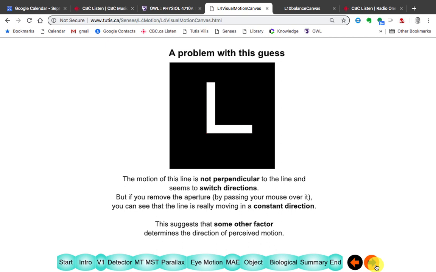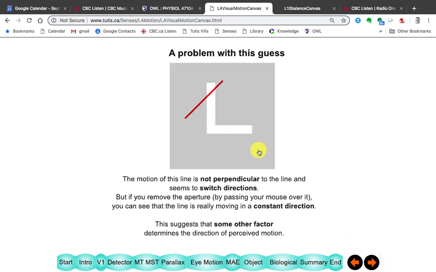Here you see a line, and it seems to switch directions. Here it's going up or down. Here it's moving left or right. Again, if you take away the hiding thing, you can see that it continues moving in the same direction. So what's the brain doing?